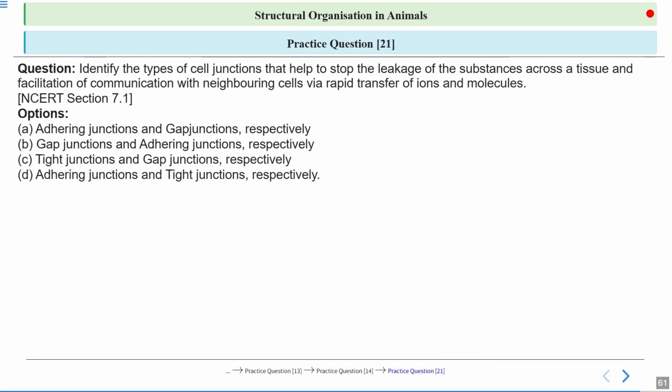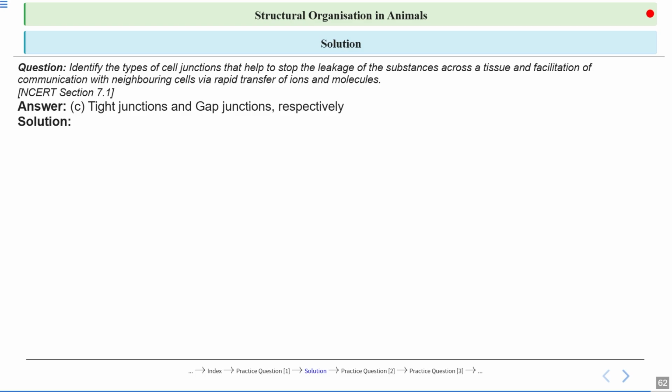Next question. Identify the types of cell junction that help to stop leakage of substances across a tissue and facilitate communication between neighboring cells via rapid transfer of ions and molecules. This question is also coming from the NCERT section 7.1. Options are A, adhering junction and gap junction respectively. B, gap junction and adhering junction respectively. C, tight junction and gap junction respectively. And D, adhering junction and tight junction respectively. Let us see the answer. The correct answer is C, tight junction and gap junction respectively.